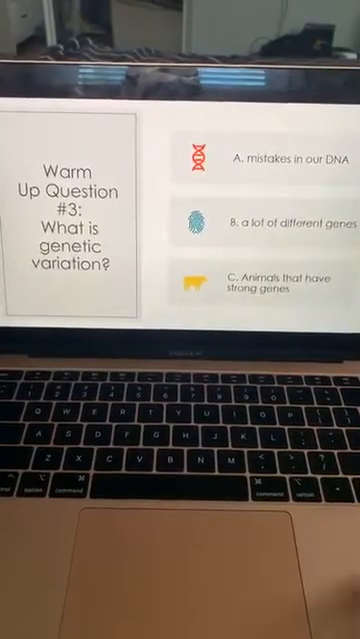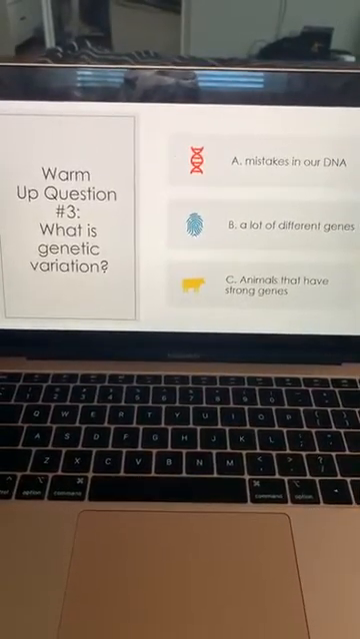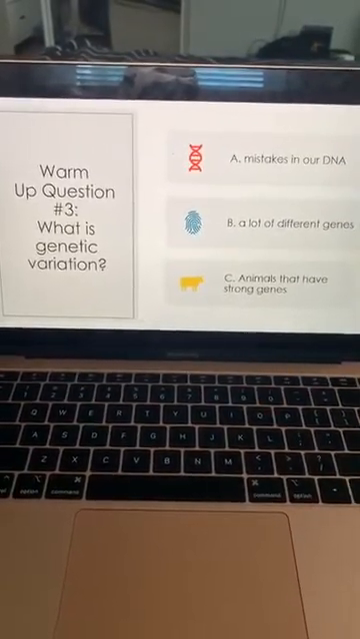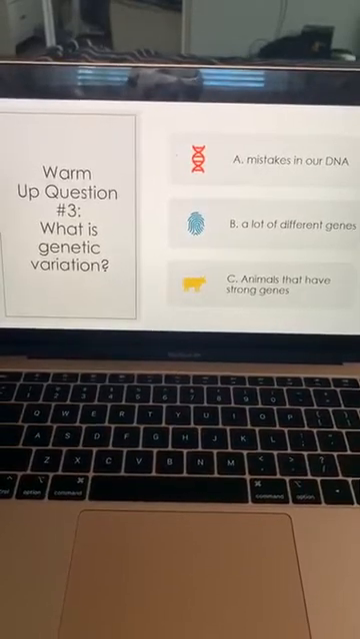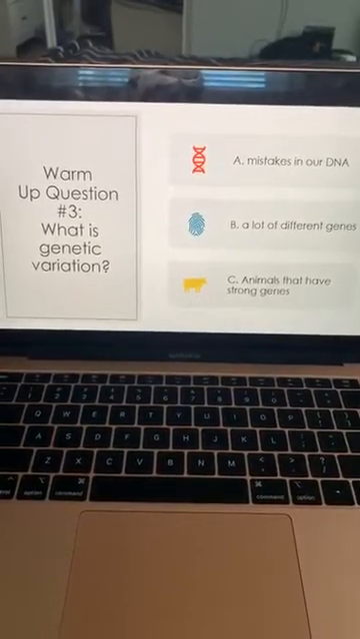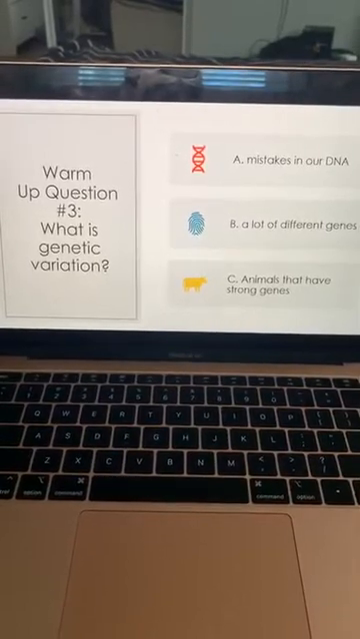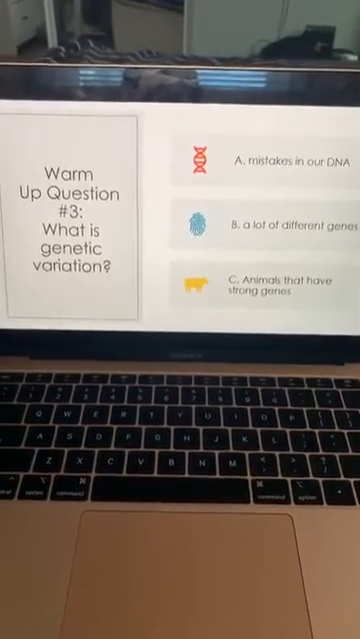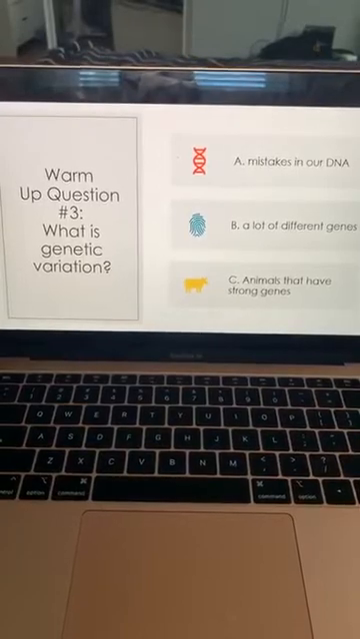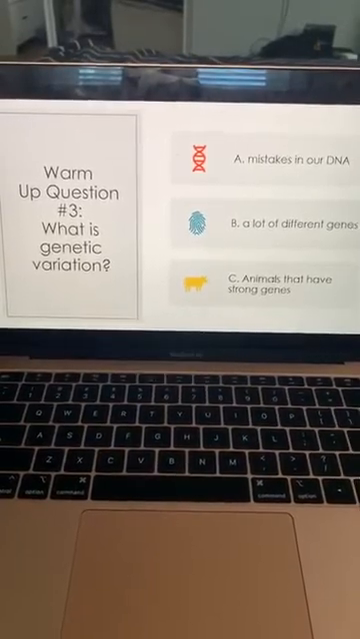Moving forward to warm-up question 3. What is genetic variation? A, mistakes in our DNA. B, a lot of different genes. Or C, animals that have strong genes. What is genetic variation? Put your answer in the comment section below.